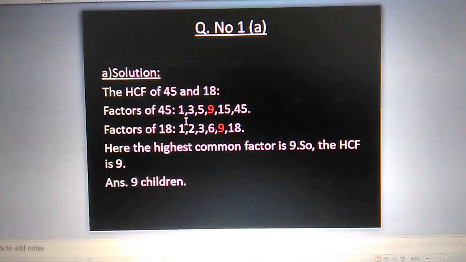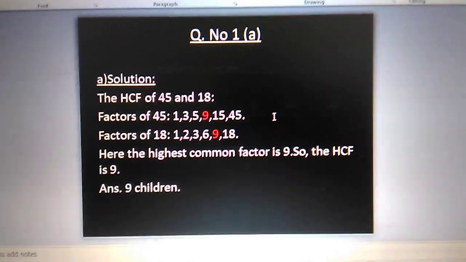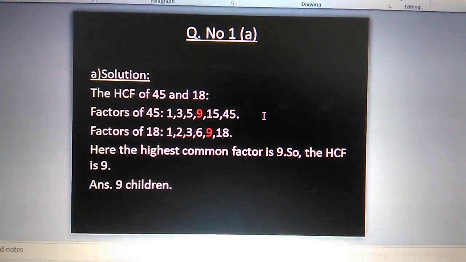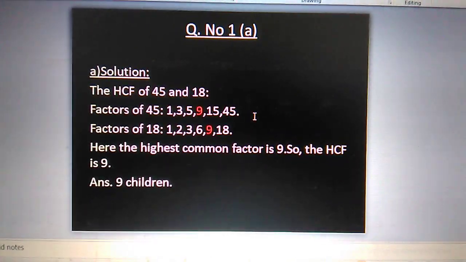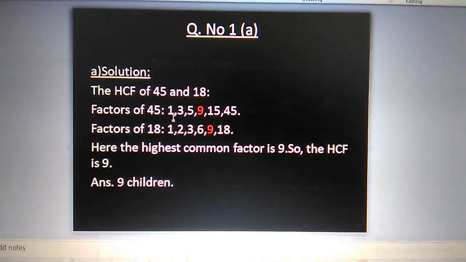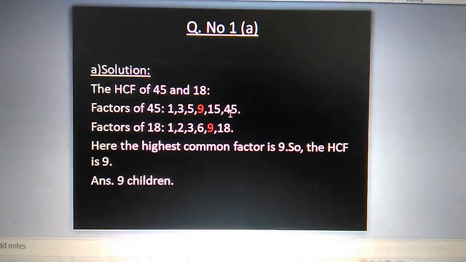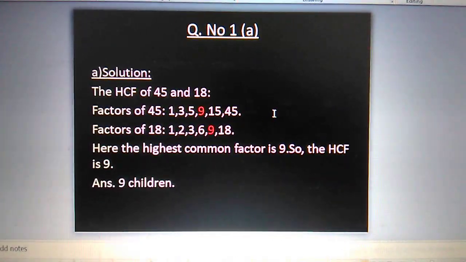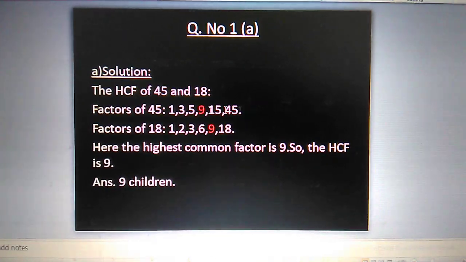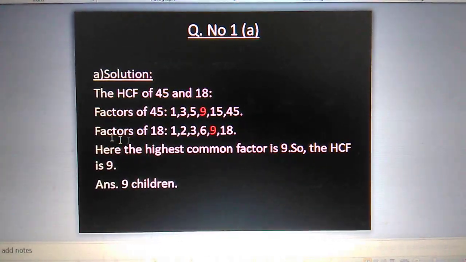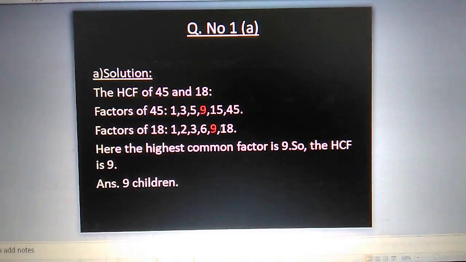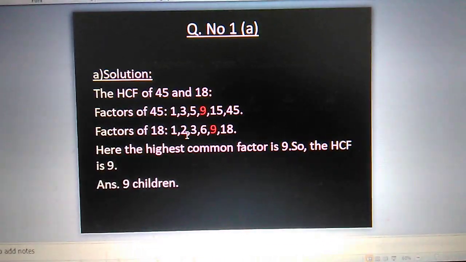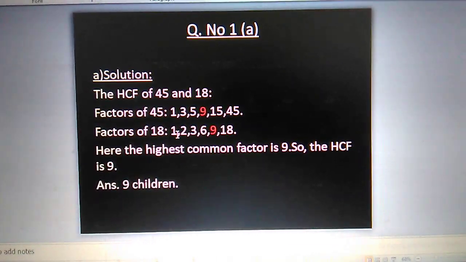So a factor is a number by which we can divide a number evenly. That means if we divide 45 by 1, 3, 5, 9, 15 and 45, there will be no remainder. So all of them are the factors of 45. Then factors of 18: 1, 2, 3, 6, 9, 18. If we divide 18 by these numbers, there will be no remainder.